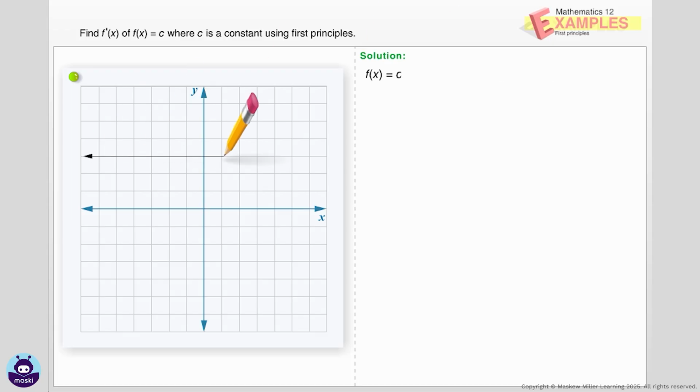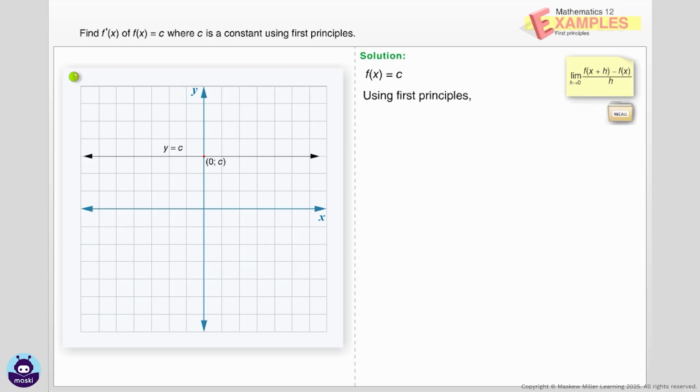Example 4. Find f'(x) of f(x) = c, where c is a constant, using first principles. Solution. Since this is a constant function, the graph of the function is a straight line parallel to the x-axis.